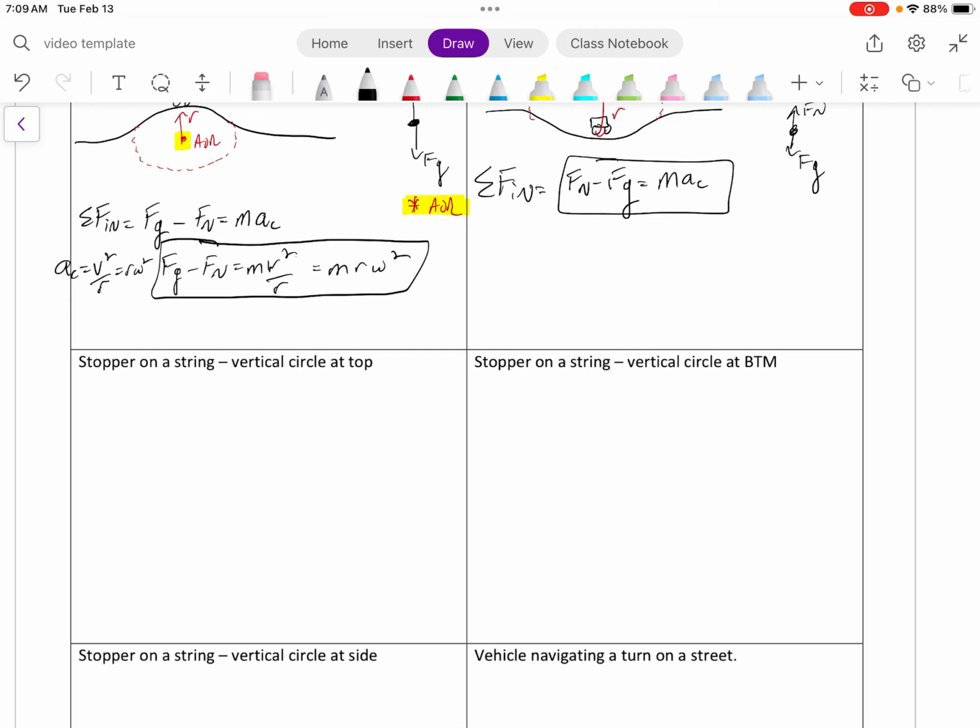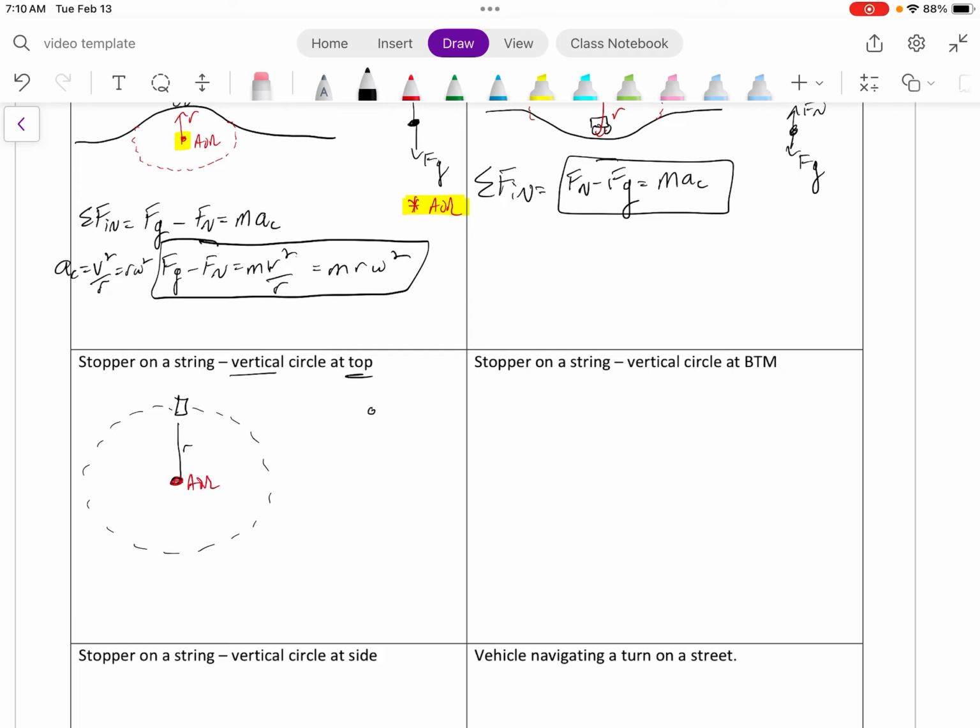So now we have a stopper on a string. This is a vertical circle. So here's my axis of rotation, and this is a stopper on a string, and it's at the top. If I make a, this is the radius, this is the axis of rotation.